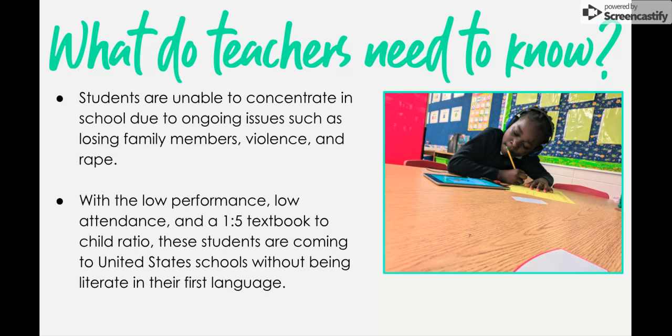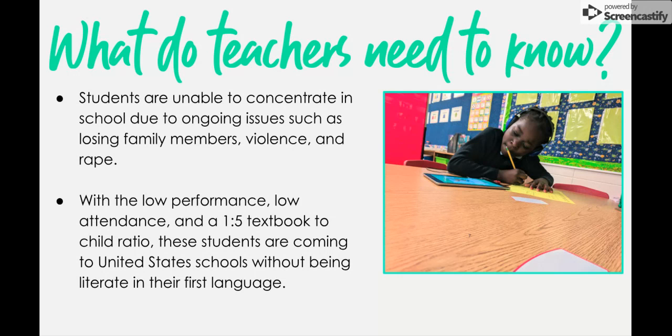Students can be unable to concentrate in school due to ongoing issues such as losing family members, violence, and rape. It's important that we think about the trauma these students have been through when they come into our classrooms. They may have been able to see things that we can't even imagine young kids seeing. So we have to take that into account, how trauma plays a role on the effects of the brain.